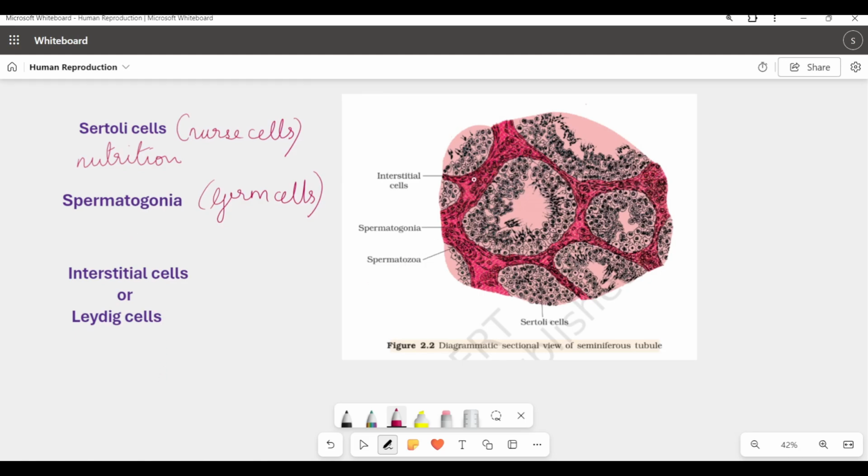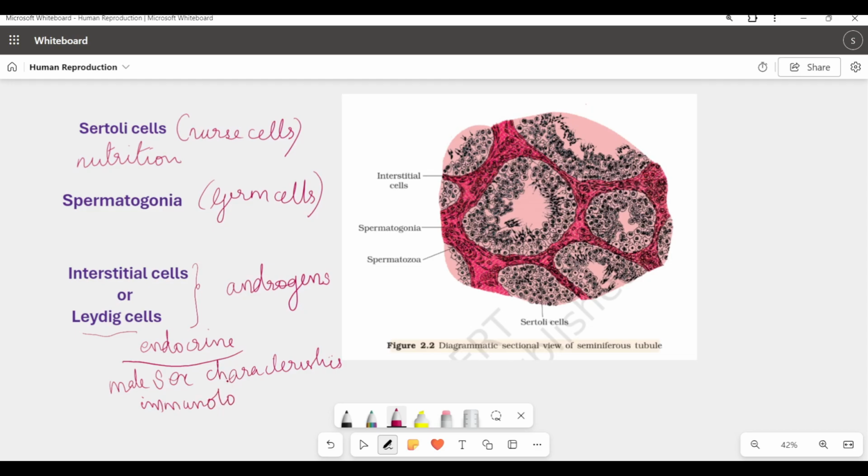The region outside the seminiferous tubules, which you see in red color, is the interstitial space, and it contains the interstitial cells or Leydig cells, and small blood vessels as well. These Leydig cells are very important because they synthesize and secrete the hormone called androgen. They are endocrine in function and regulate the male sex characteristics. Immunologically competent cells, which impart immunity, are also present in this interstitial region.